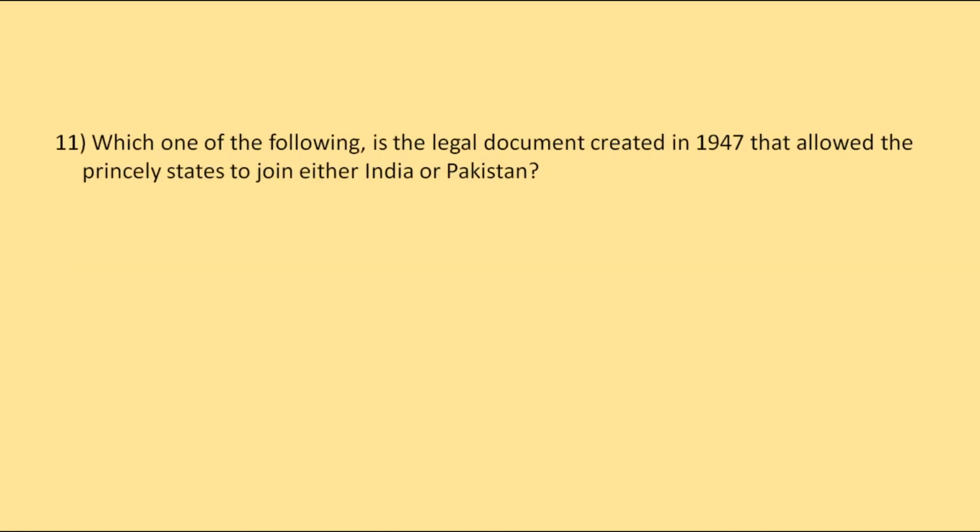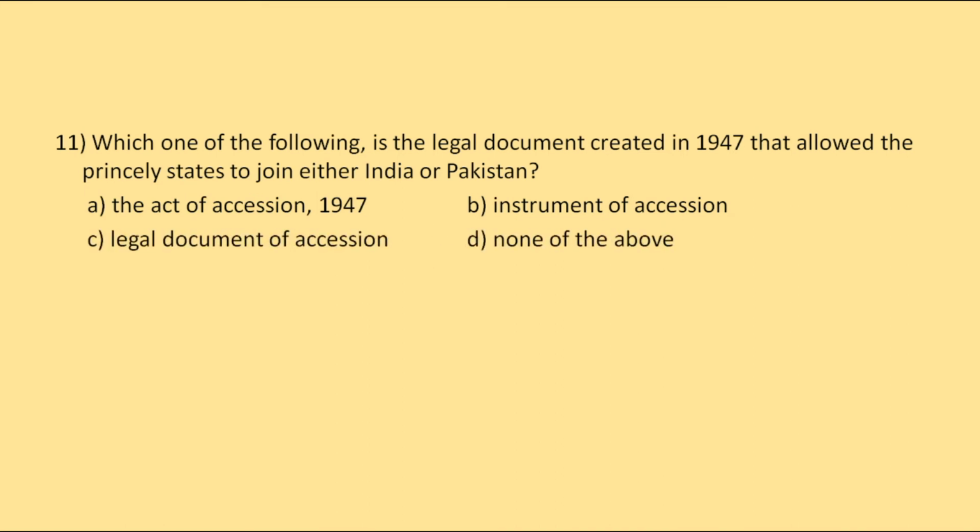Then, which one of the following is the legal document created in 1947 that allowed the princely states to join either India or Pakistan? Options are the Act of Accession 1947, Instrument of Accession, Legal Document on Accession or none of the above. So the correct option will be B, Instrument of Accession.